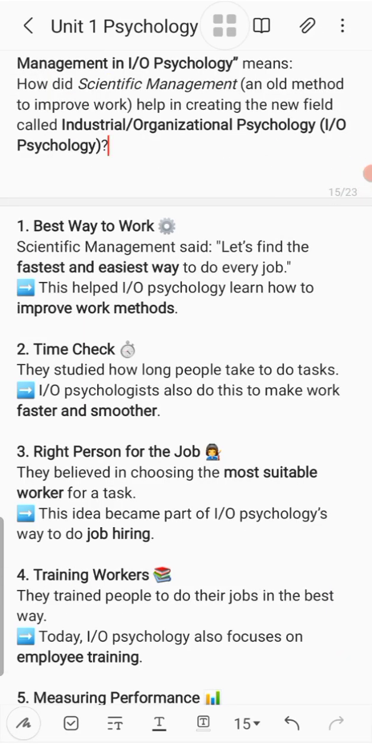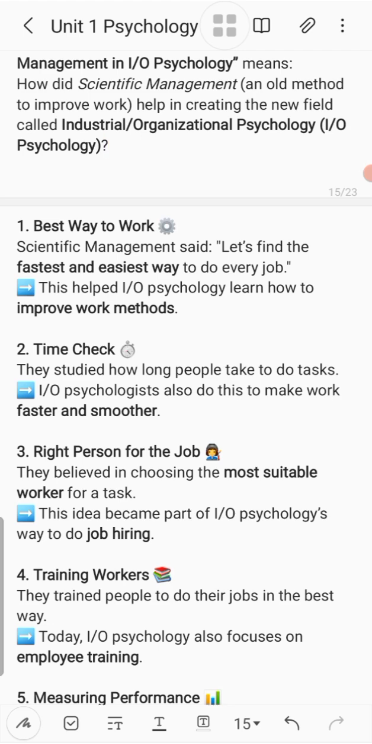First one is best way to work. Scientific management said, let's find the fastest and easiest way to do every job. This helped industrial psychology learn how to improve work methods. Time check. They studied how long people take to do tasks. Industrial psychologists also do this to make work faster and smoother.